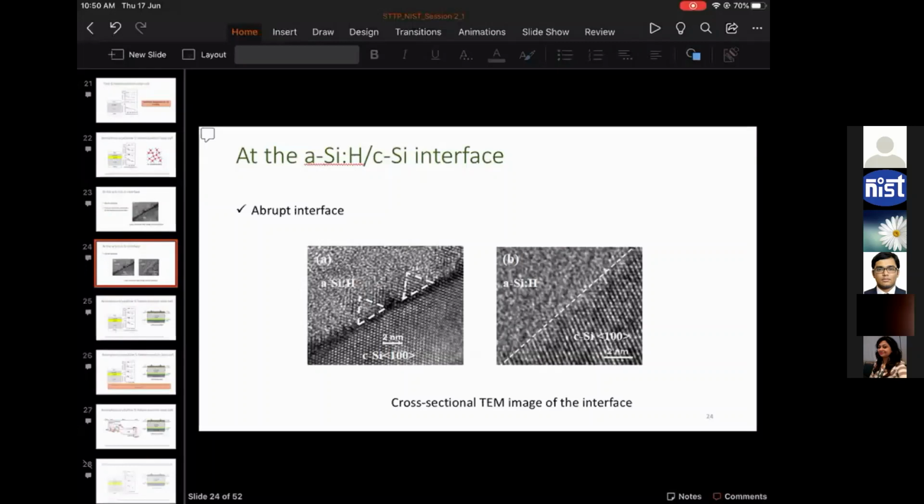What happens if your substrate temperature is high? I mean, substrate temperature means the substrate over which you are going to deposit amorphous silicon. Exactly. If the substrate temperature is high, in this case, it is the crystalline silicon over which you are aiming to deposit amorphous silicon. If you keep the crystalline silicon at high temperature, what will happen?